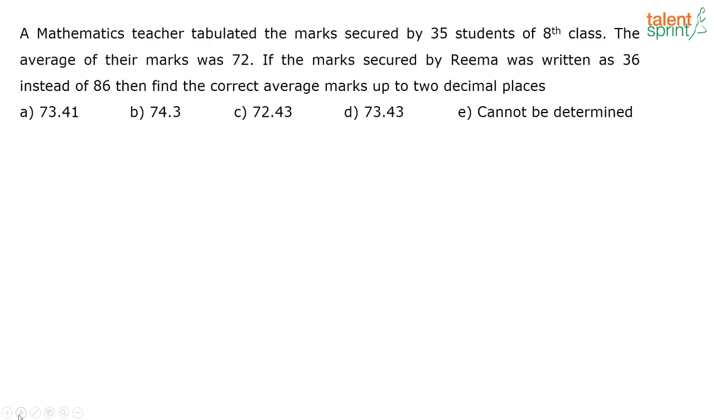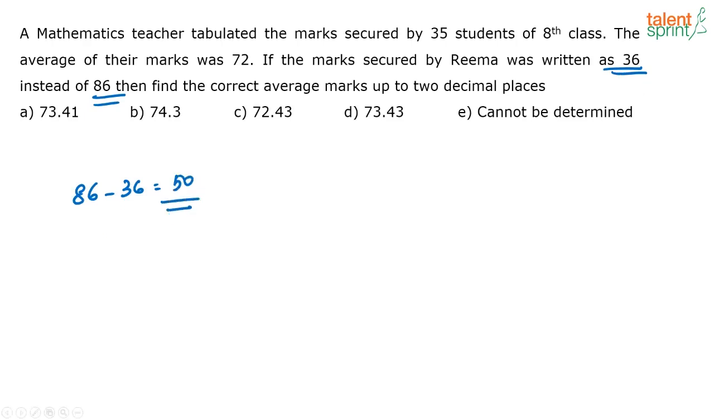A mathematics teacher tabulated the marks secured by 35 students of 8th class. The average of their marks was 72. If the marks secured by Rima was written as 36 instead of 86, find the correct average marks up to 2 decimal places. So we had done a similar question earlier. So this one would be easy. So try it out and give me the answer. Rima's actual mark was 86, but it was written as only 36. So what does that mean? 86 minus 36, that is equal to 50.